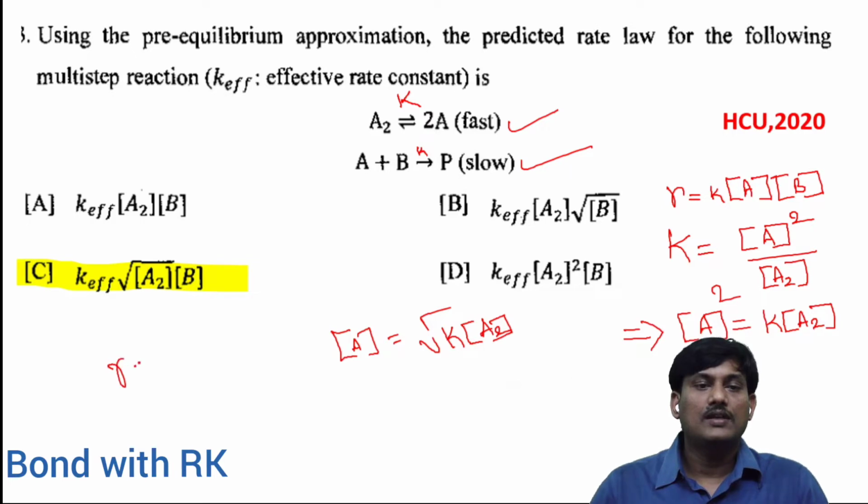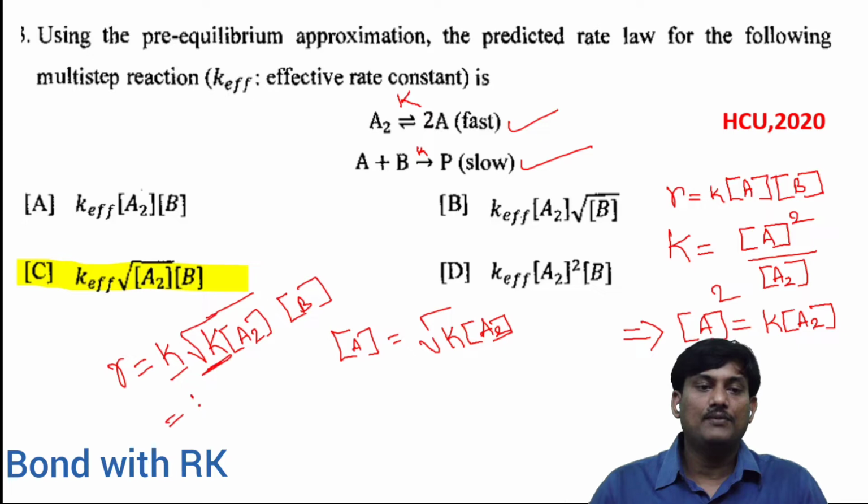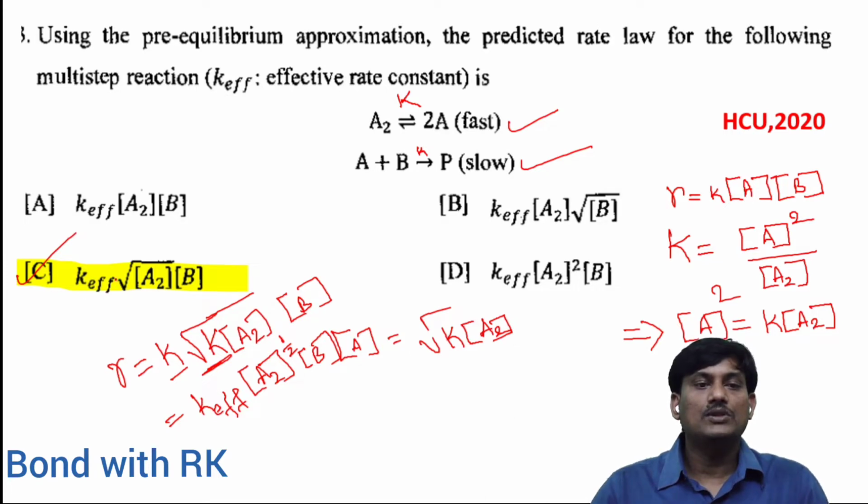You will get R is equal to k into, in place of concentration of A, you can substitute root over capital K concentration of A2, and this one concentration of B. Let's take small k and root over capital K as K effective. Finally you have the concentration term A2 to the power 1 by 2 and concentration of B. So which one is the correct option? C is the correct option. R is equal to K effective into root over A2 into B.